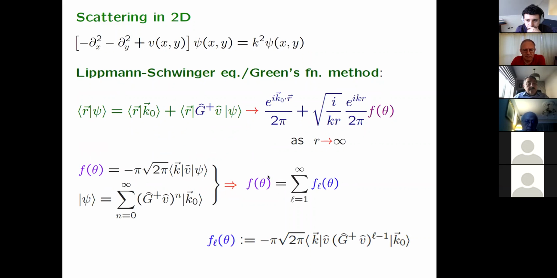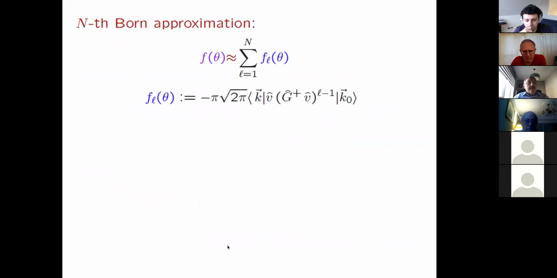Now, we had this series solution. We can use it here. So substitute this equation here, and then you get a series expansion for the scattering amplitude. Again, this is also called Born series for the scattering amplitude, where the terms of the series are related to various powers of V, G plus V. There are precisely l copies of V in f_l. The nth Born approximation is the approximation in which you truncate the series solution after n terms.